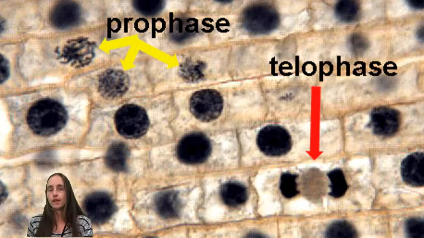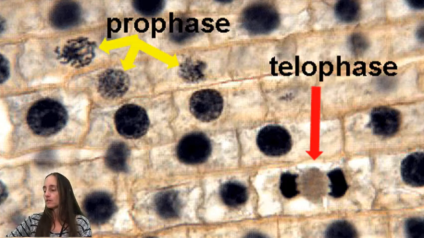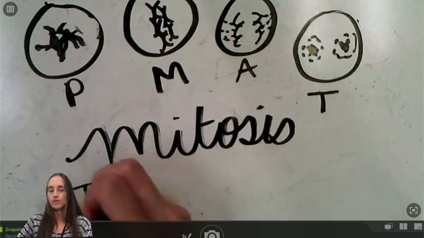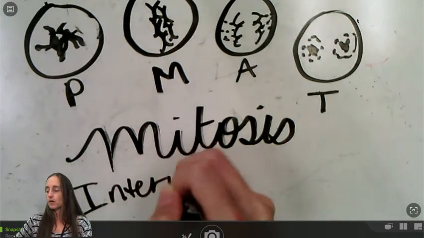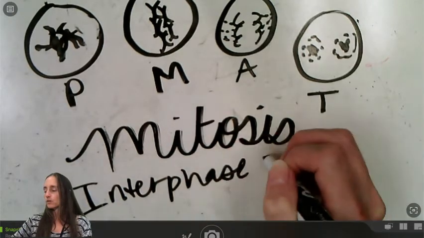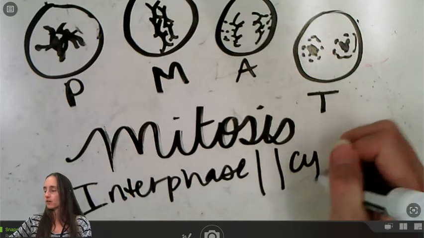And so here's a picture of a cell under a microscope that's in telophase, and you can see that it's got the two nuclei there, okay? And so then this is your phases of mitosis. Notice there's no interphase, that's before, and there's no cytokinesis, that's after.